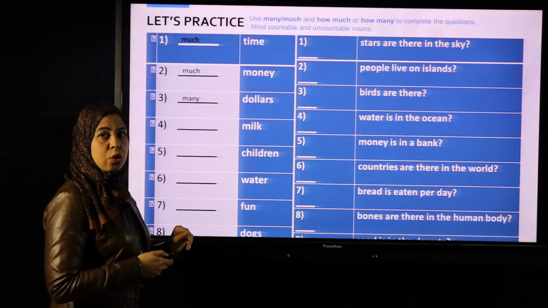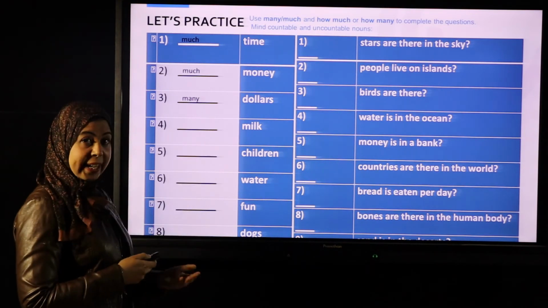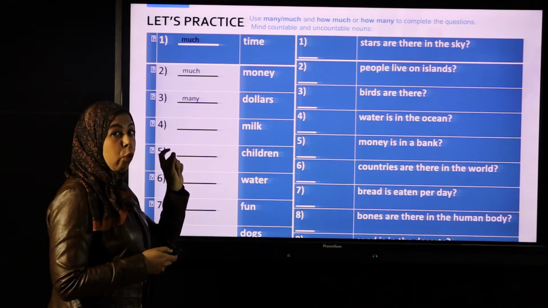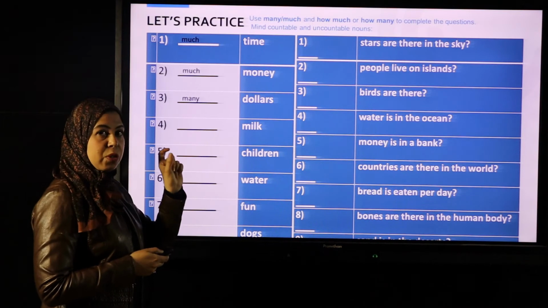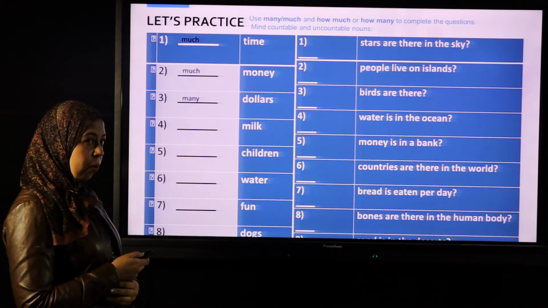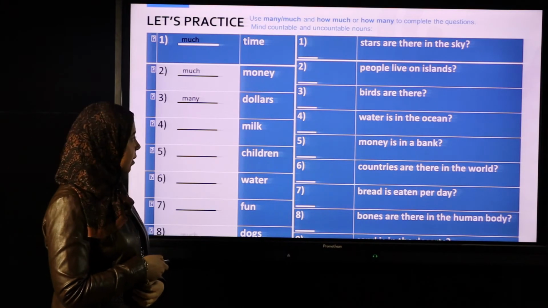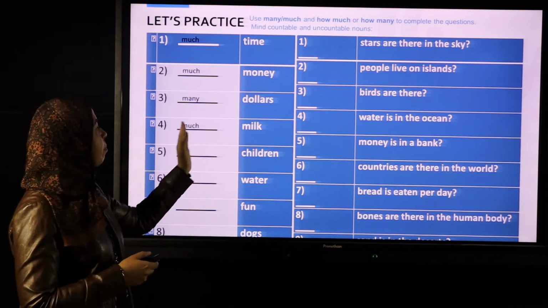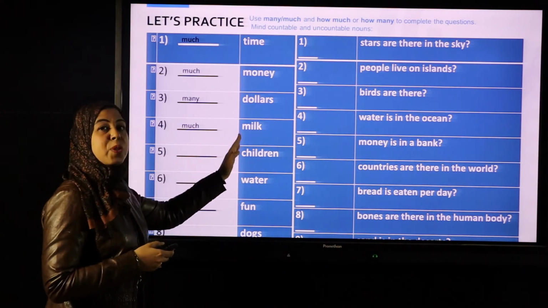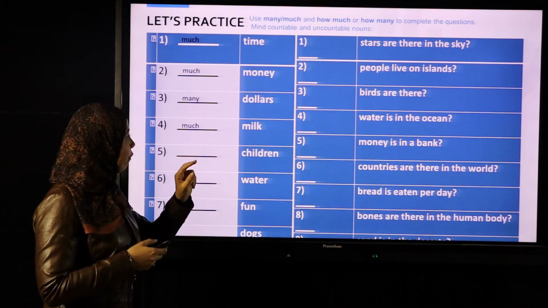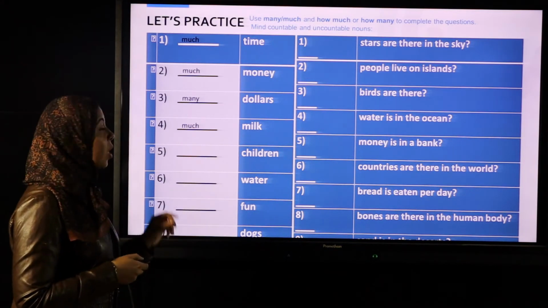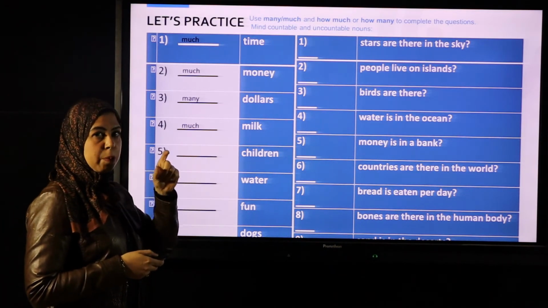Milk. What should I use with milk? Can I count milk? Here I have only milk, not cups of milk or bottles of milk. So I should use, yes, much milk. But it's different if I say cups of milk. I have many cups of milk. Yes, because I'm counting now the cups, not the milk.